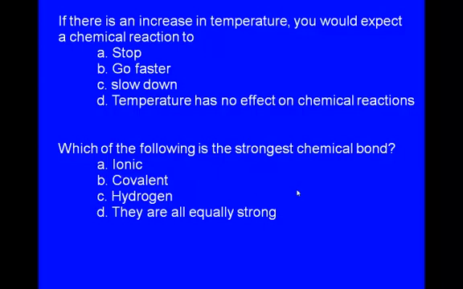Okay, next question. Which of the following is the strongest chemical bond? This is easy. Is it A, ionic, B, covalent, C, hydrogen, D, they are all equally strong. The answer is B, covalent.